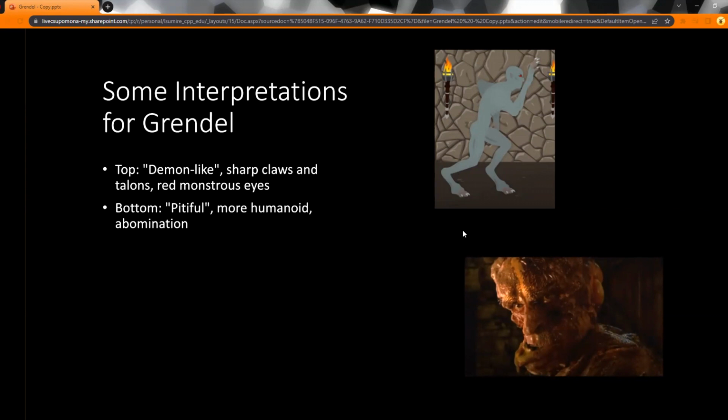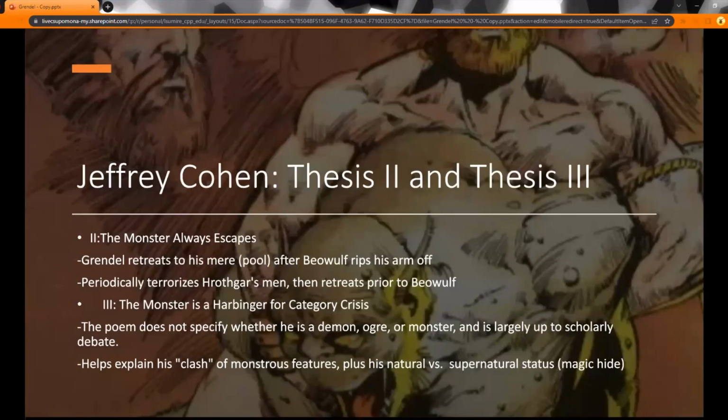So the top: demon, typical monster idea. Bottom: sympathetic, pitiful, humanoid abomination perspective. So we talked about Jeffrey Cohen and his ideas about monsters over and over and over again this semester.